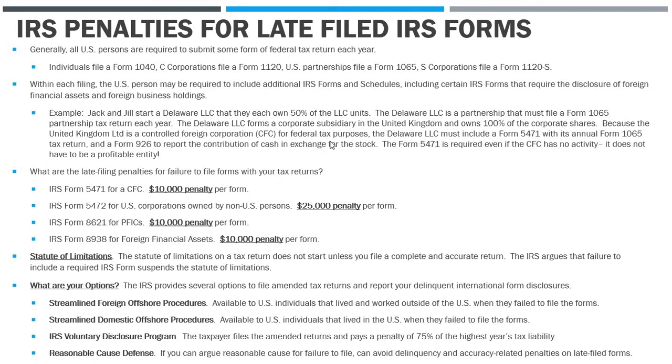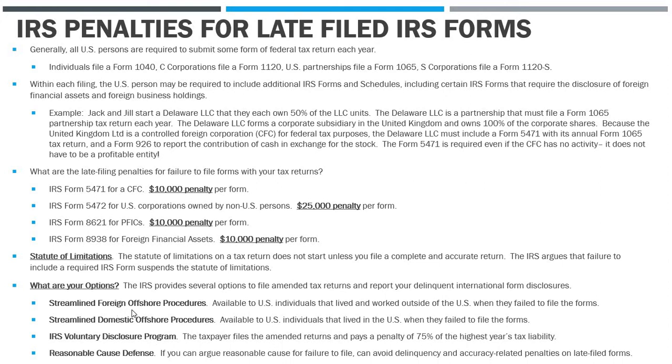So what happens if you fail to file one of these? What are your options? Well, you've got several options to work with here. The IRS provides a couple. Basically, you have to amend the return and report your delinquent international form disclosures, right? So we're amending the returns to include, let's say, the 5471 or the 8621, whatever it was we missed. But you file pursuant to a couple of procedures. So two of the most popular are these at the top of the list.